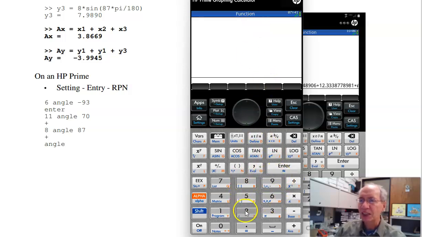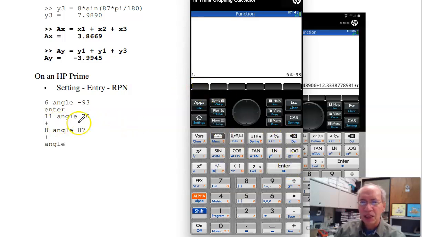To add, I use the stack. So to add like 2 and 3, I say 2, enter 3. Those numbers are on the stack. I can now add them. To do polar forms, I want to enter 6 at minus 93 degrees. So that's 6, angle, negative 93. So there's 6 at minus 93 degrees.